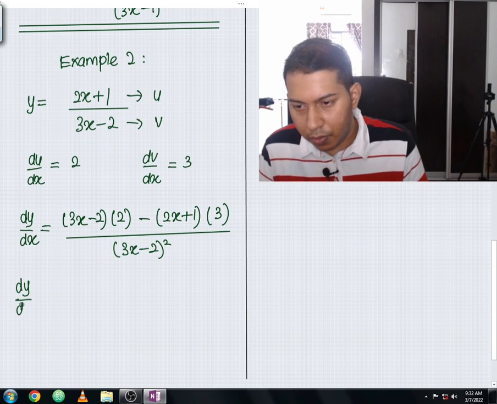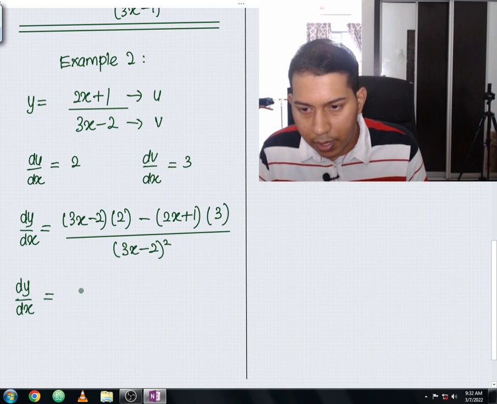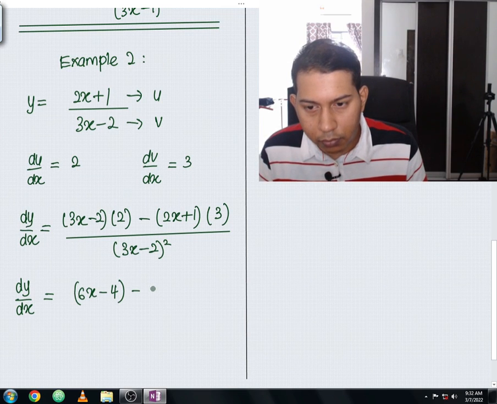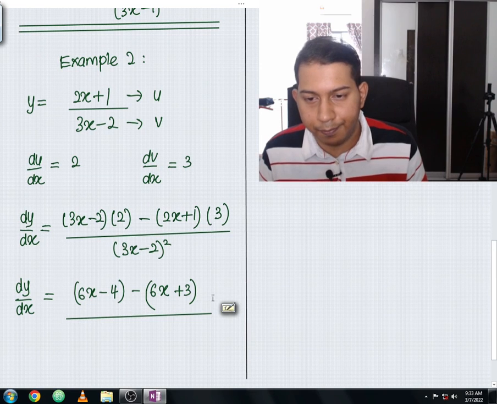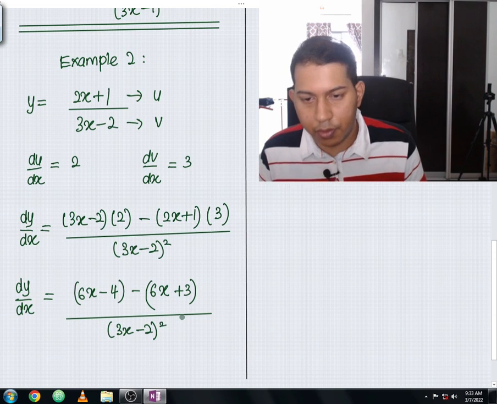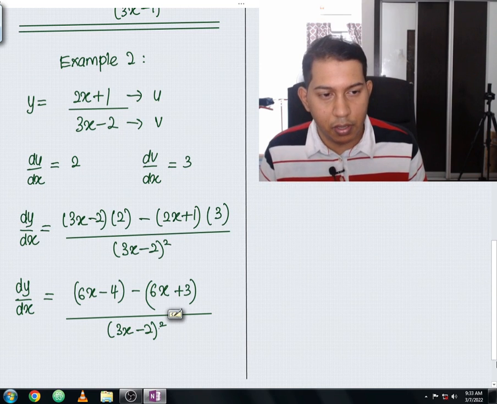So dy over dx is equal to, from here you get (6x minus 4), and then minus (6x plus 3). Let me just put it in brackets first. And then you divide with (3x minus 2) squared. So from here, let us solve the numerator.